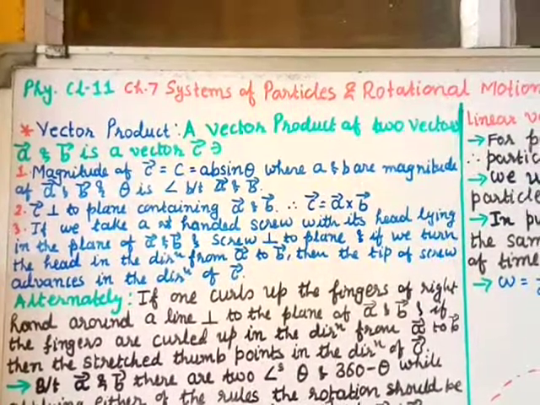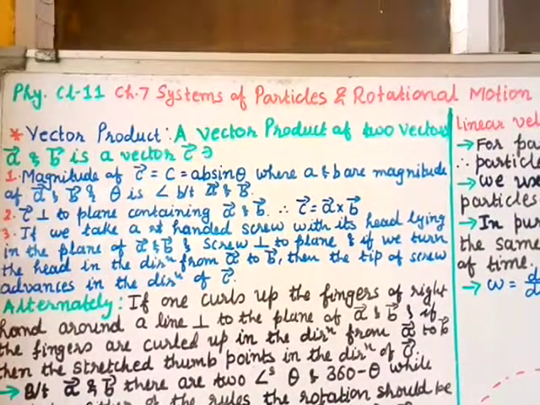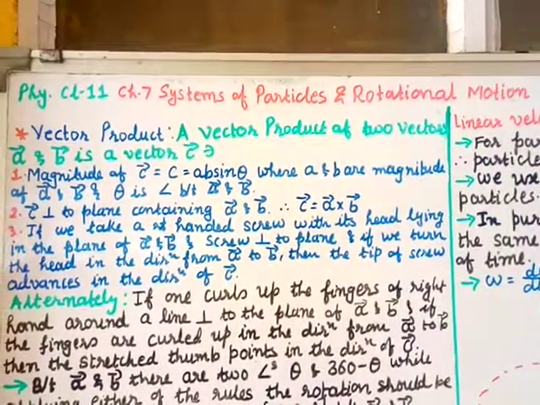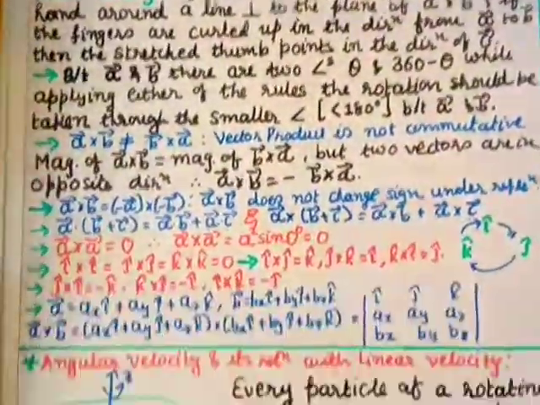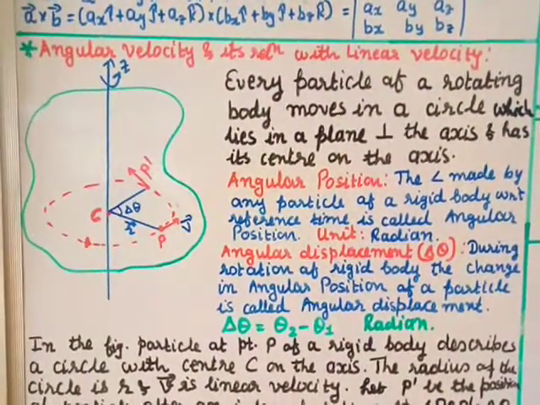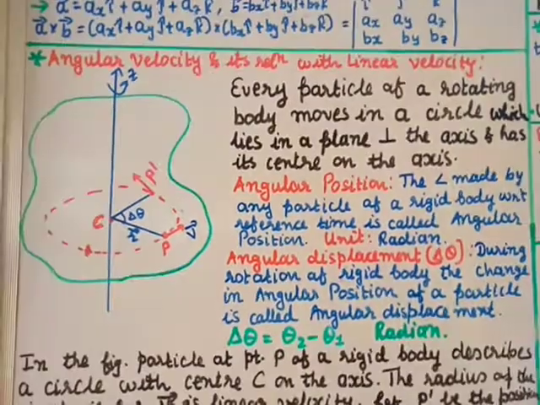Physics Class 11 Chapter 7 Systems of Particles and Rotational Motion. In the last class we have studied vector product. Today we shall study angular velocity, its relation with linear velocity and angular acceleration.